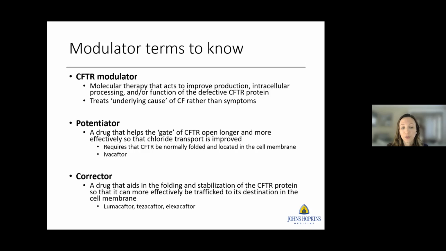There's also correctors. These are drugs that aid more in the folding and stabilization of the CFTR protein so that it can more effectively get to where it's going. So this kind of impacts a stage prior to potentiators where you're still folding the protein and getting it packaged up to get to where it's going. There are 3 of these. None of them are available just independently on the market, but they're compounds in other drugs. They're called lumacaftor, tezacaftor, and alexacaftor.